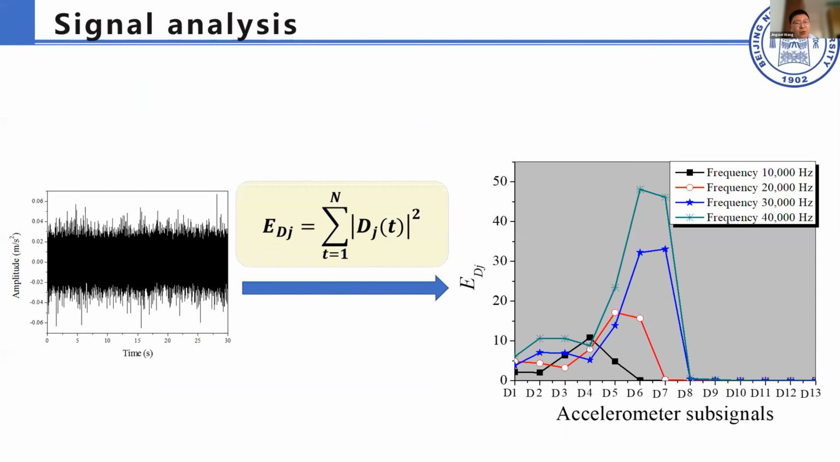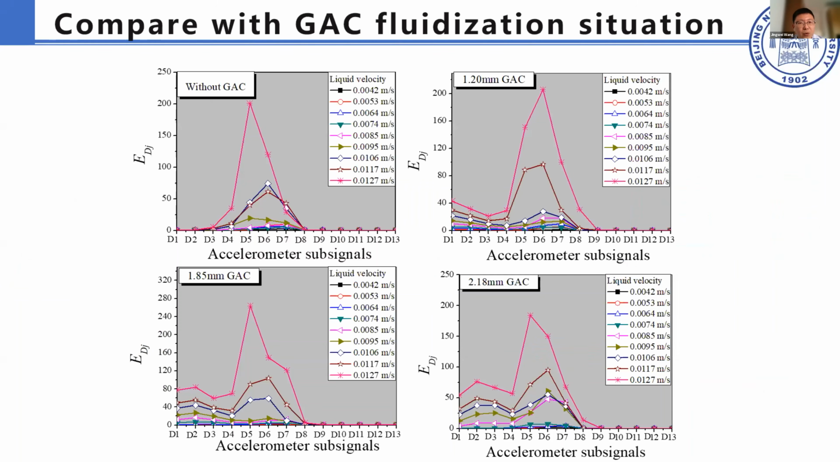And finally, we use the typical wave energy equation. Then we can transform the raw signals into a very clean curve. Yeah, it's like this one. Because the accelerometer sensor captures the shear, which includes the liquid and also the solid, the first thing is to separate them. We compare the accelerometer signal under different fluidization situations.